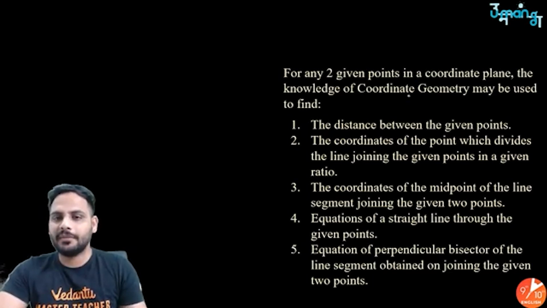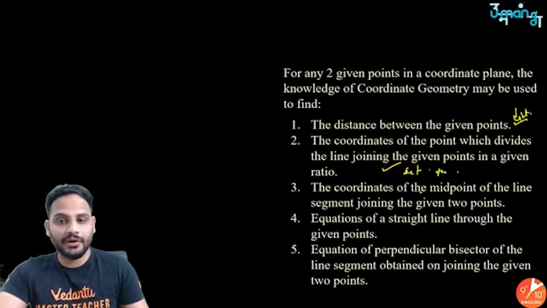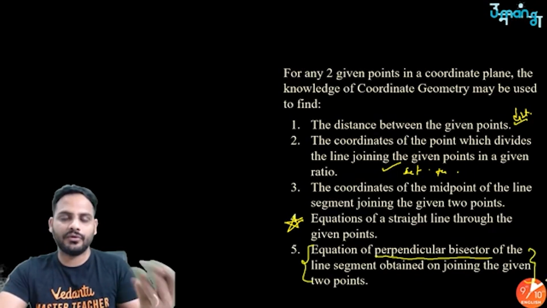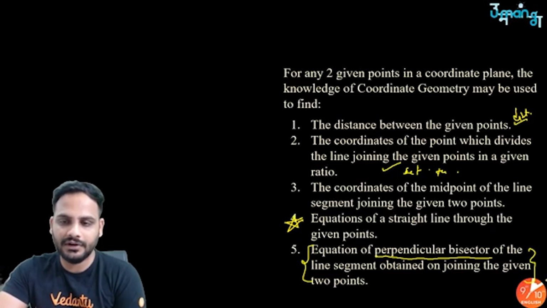For any two given points in the coordinate plane, where is the knowledge of coordinate geometry used, beta? You can say distance, finding out the distance. Coordinates of the point which divides the line segment joining the given points in a given ratio. So this is your distance formula which you have already learned. This is your section formula which we'll revise now. Coordinates of the midpoint formula. Equation of a straight line, this we are going to study, a very important part for you. Equation of the perpendicular bisector of the line segment obtained on joining the given two points. So you will get the equation of the perpendicular bisector by doing PA equal to PB. Okay, we know the perpendicular bisector, but the locus part has been removed from your syllabus, so no need to worry about it now. Okay, chalo.